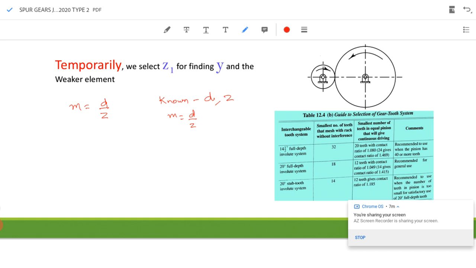So only to find the value of Y, we select the value of Z1 from the table. From table 12.4b, Z1 equals 18. Note, this value we are using only to find the value Y in the type 2 problem. So Y1 will be equal to 0.154 minus 0.912 by Z1, and Y2 equal to 0.154 minus 0.912 by Z2.